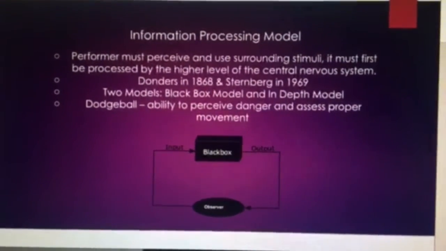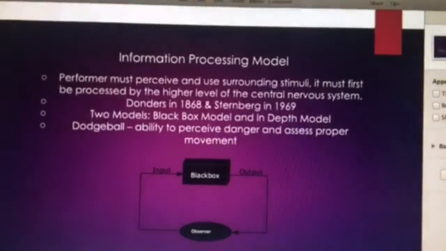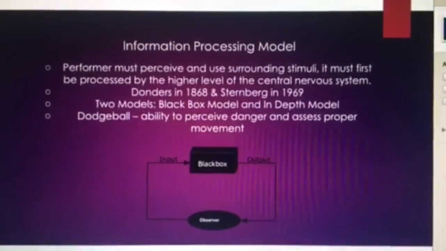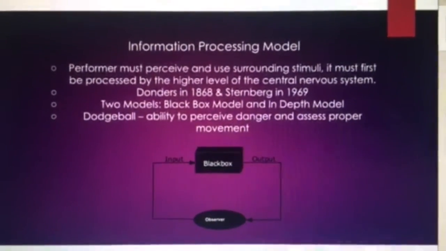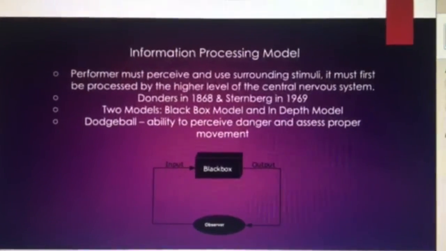The information processing model can also be called an indirect processing model because in order for the performer or person participating in the movement to perceive and use certain stimuli in the environment, stimuli must first be processed by the central nervous system.